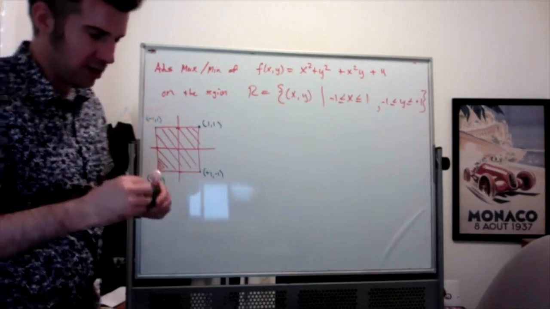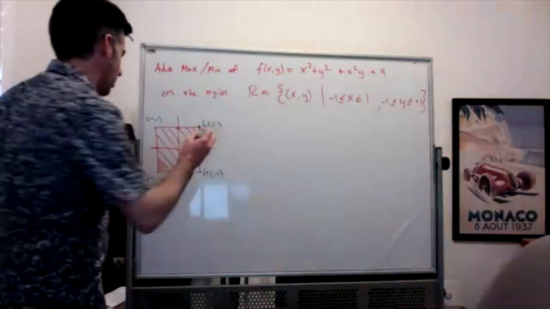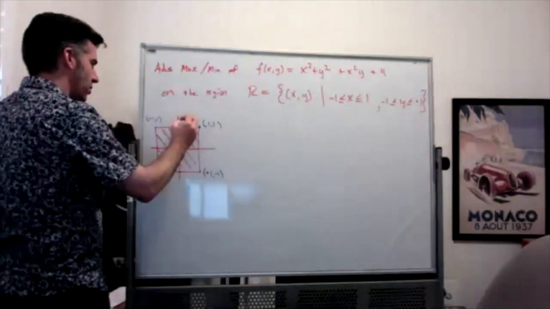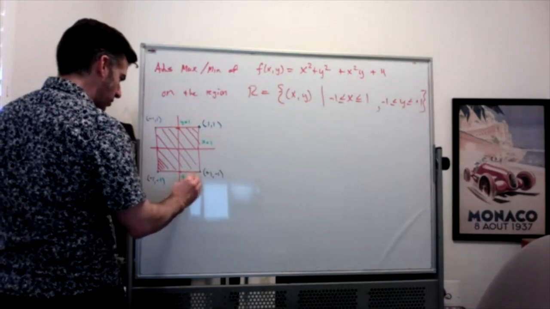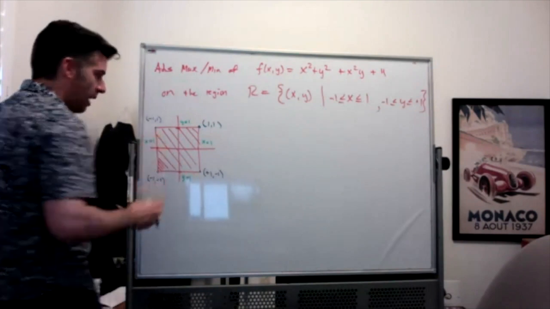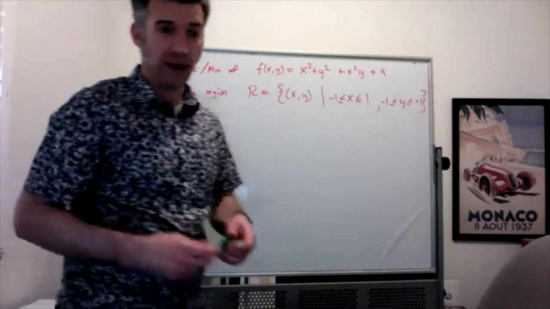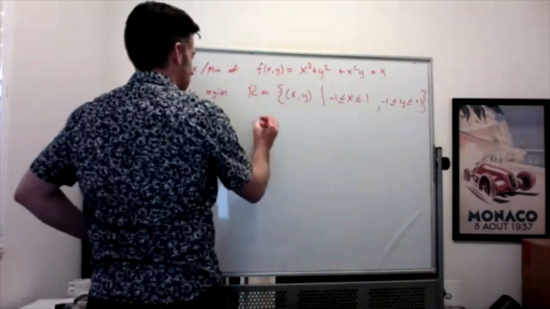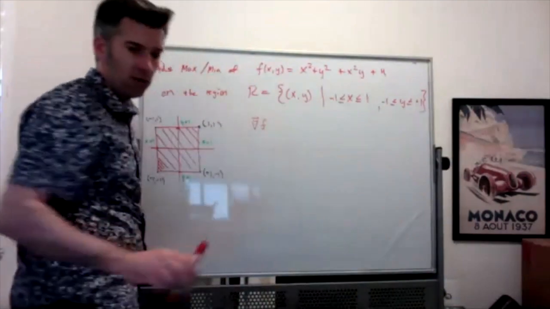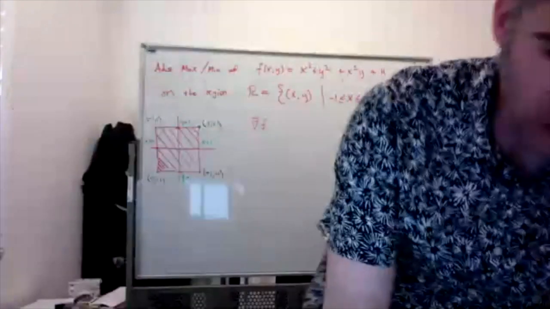But then we also have to check along the walls. So this wall is the wall y equal to 1. This wall is x equal to 1. This is y equal to -1. This is x equal to -1. And then any critical points we find that are in the region itself. So let's go ahead and find the critical points. We're going to find the gradient, as we usually do, set it equal to 0.